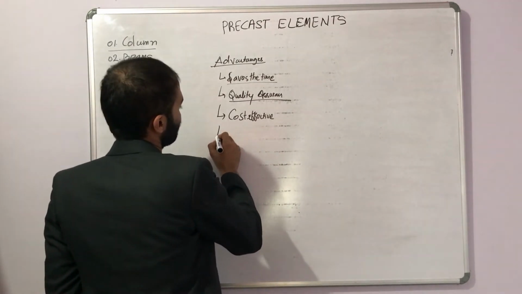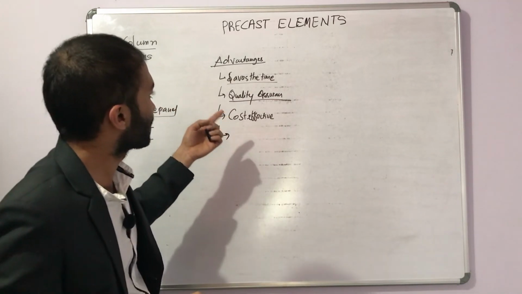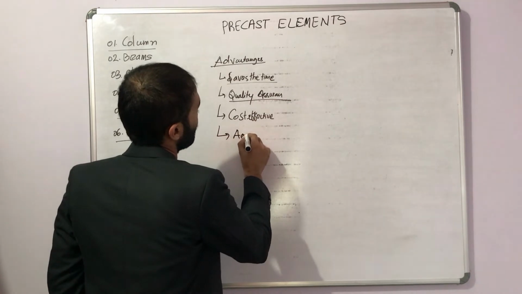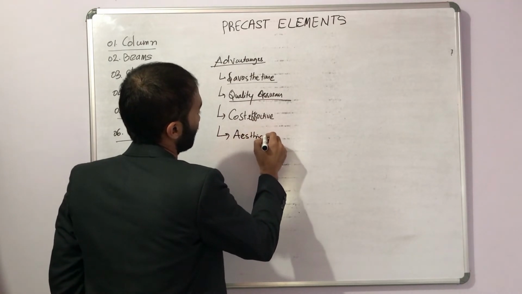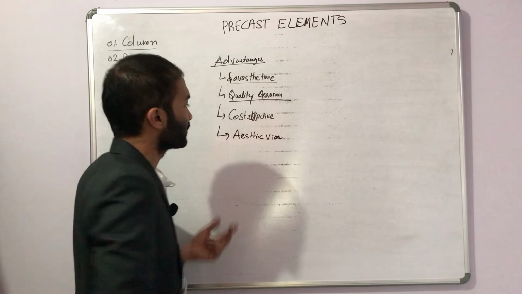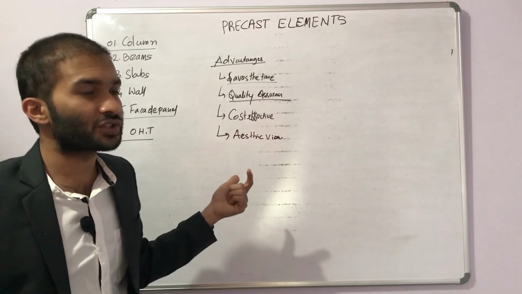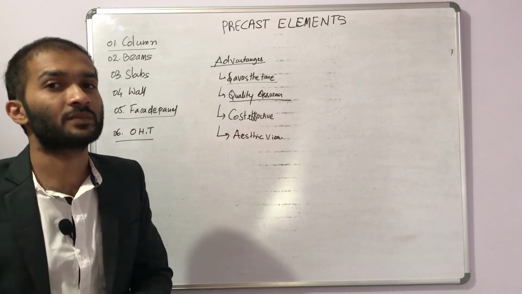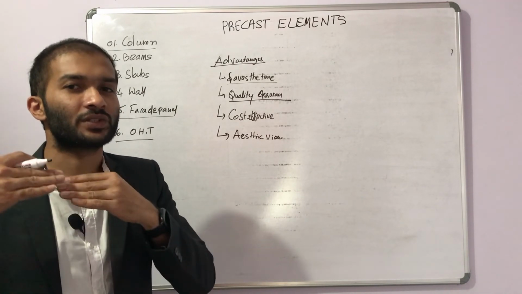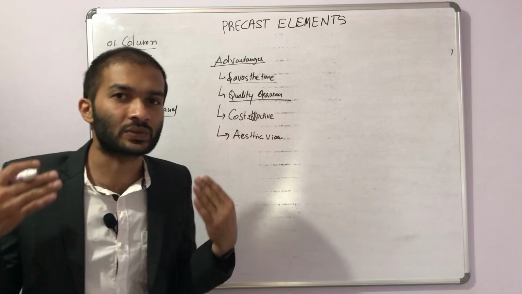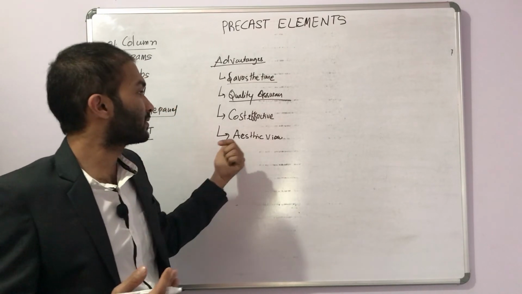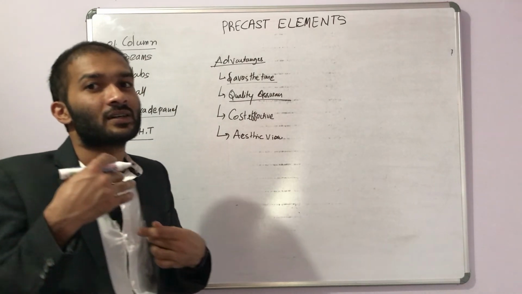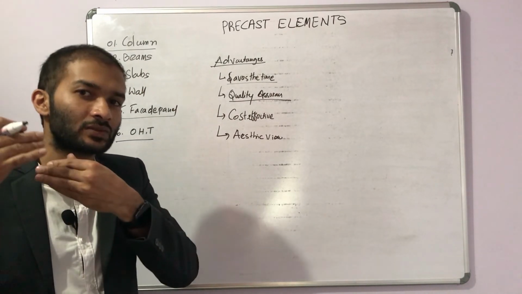So the next we have seen is the aesthetic view. Because the elements produced in the factory are a very fine product which gives a very good impression, you do not require any plastering at all, hence it avoids plastering also, correct. So even though there are advantages, some disadvantages will also be there.